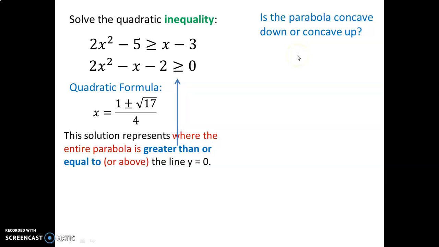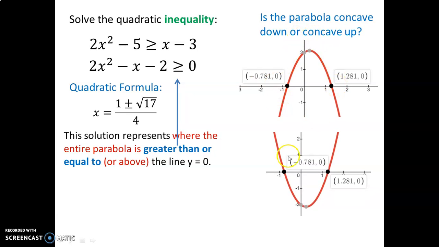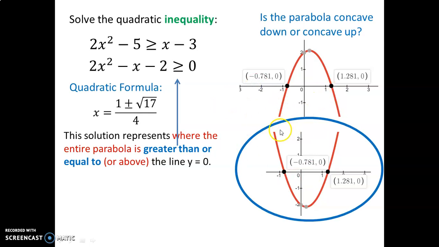First of all, again, is it concave up or concave down? Look at the a value. The parabola can either be this one or this one, and notice these two solutions are given here, negative 0.781 and 1.281. This parabola is concave up because the a value is greater than 0. The a value is positive, so it's concave up.